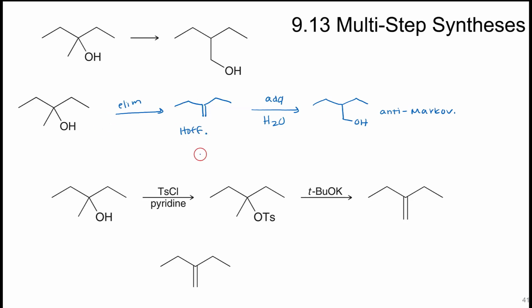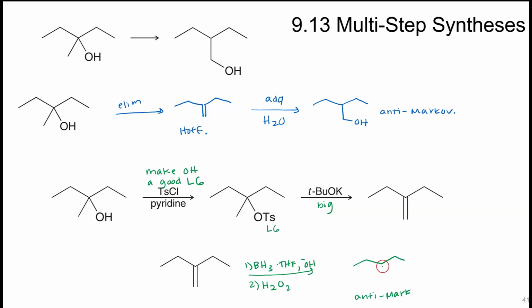So in going to our elimination, we want to get rid of the OH. We have to remember that OH is not a good leaving group, so we have to make it a better leaving group. And then we get that. When we do our elimination, we have our leaving group. We want to use a bulky base to get the less substituted product. And then once we have that, we need to add water to give us an anti-Markovnikov product. And the only reagent that we have that does that is BH3, THF, then OH-, and then the peroxide. And so that's how we can think about doing multi-step synthesis.